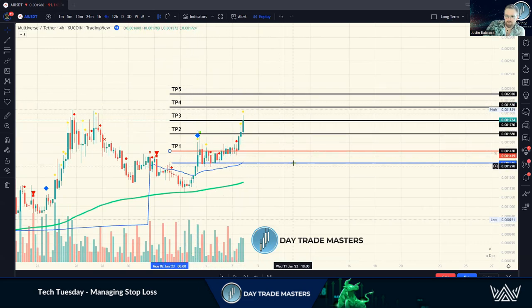So this way, if the market turns around, even if I get stopped out, I am still almost 8% in profit on that. And I've reduced my risk to nothing. I'm making money on this trade. All of my initial trade value, my allocation, I've made money on all of it. I've locked in my profits.